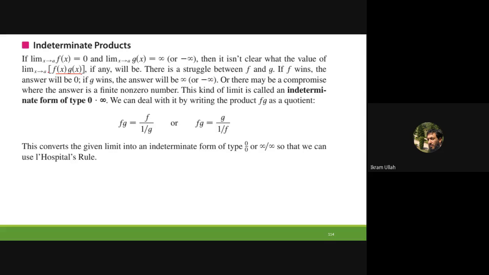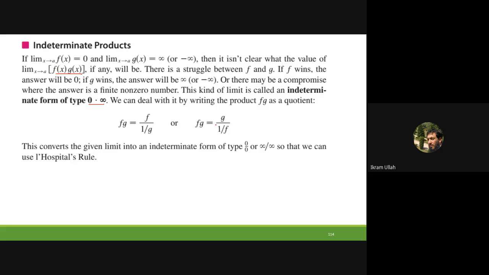This is the comparison of these two functions: which one is faster and significantly increasing. Now, there may be a compromise where the answer is a finite non-zero number. This kind of limit is called the indeterminate form of type 0 times infinity, and we can deal with it by writing the product of f and g as a quotient. So we can write this as f divided by 1 over g, or as g divided by 1 over f. So we convert the product of two functions to a quotient of two functions.